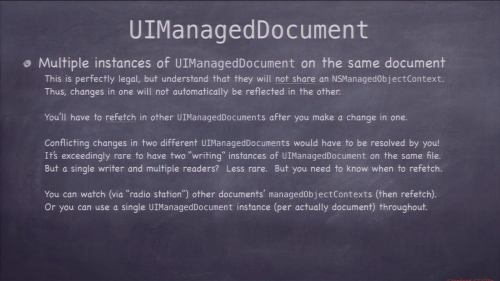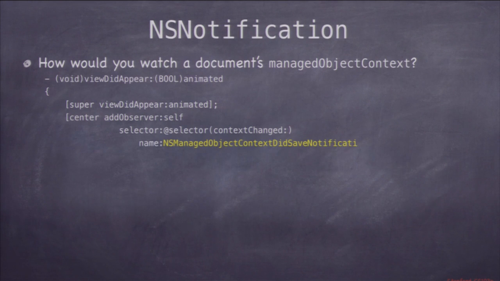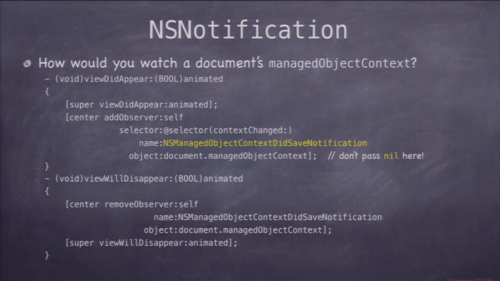One thing to be careful of here is that if one document changes the database, the other one doesn't automatically see those changes, okay? It's not like, oh, I added an object in one managed document, oh, I don't see it in the other one. Why don't you see it? Well, you don't see it because they have different contexts, different NSManagedObjectContexts, but you're still modifying the same database. So how could you find out if another document was doing it? And the answer is the radio station. Okay? We could use NSNotification.